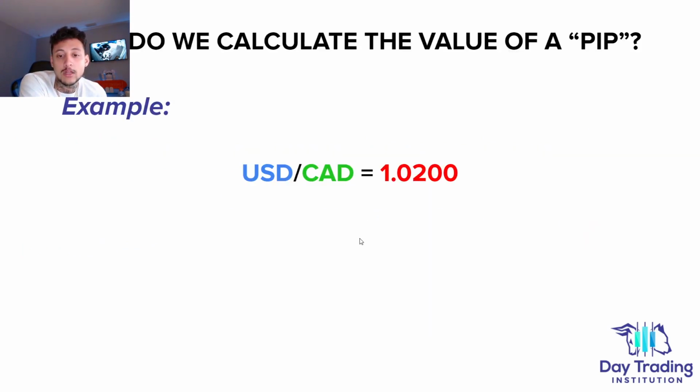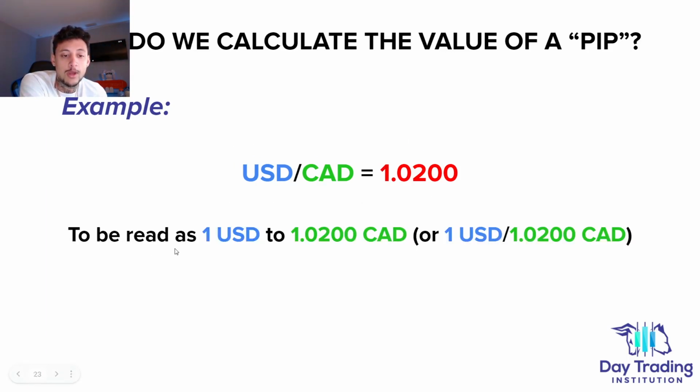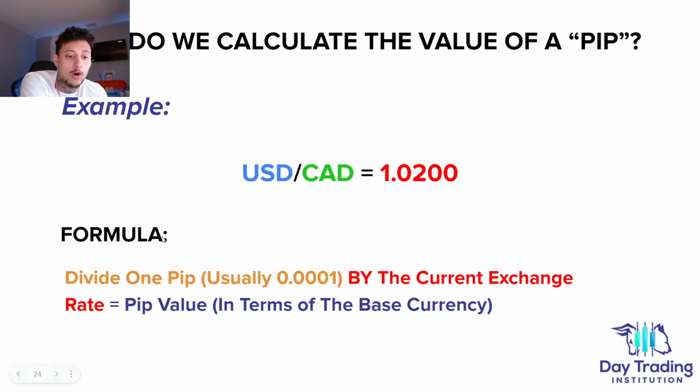Now, how do we calculate the value of a pip? Let's take this example. Let's say the exchange rate for USD CAD is 1.0200, to be read as $1 US to 1.0200 Canadian dollars, or 1 USD for 1.0200 CAD. All you simply have to do is divide 1 pip, usually 0.0001, by the current exchange rate, which gives the pip value in terms of the base currency.